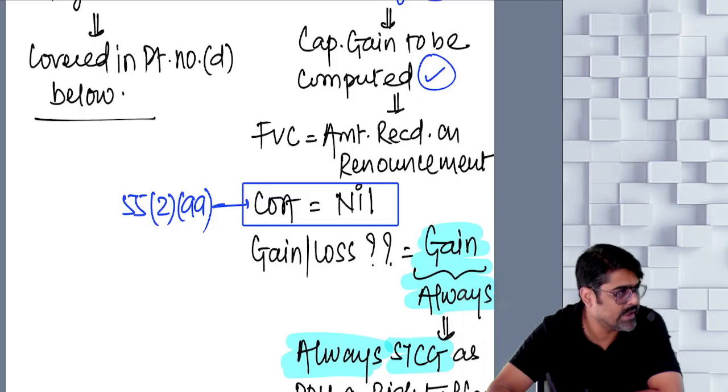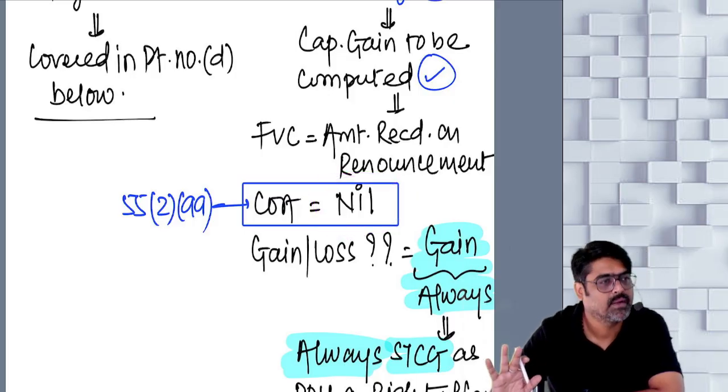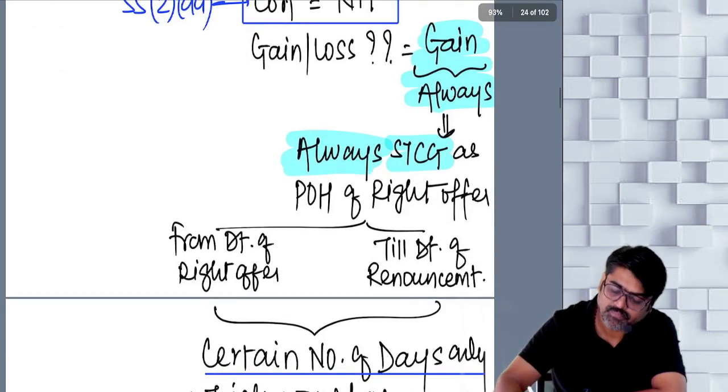If ever you are getting a loss over here, now bring your SRO number to me, okay? You will never ever get a loss here. You will always get a gain. Why? Because the cost you are supposed to take as nil. Understanding? Now, it will be always short-term gain.